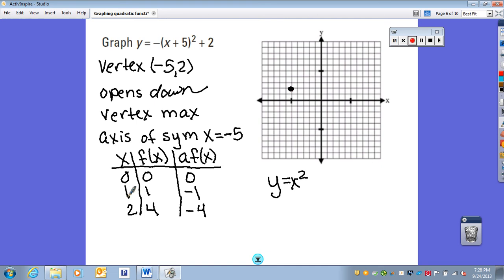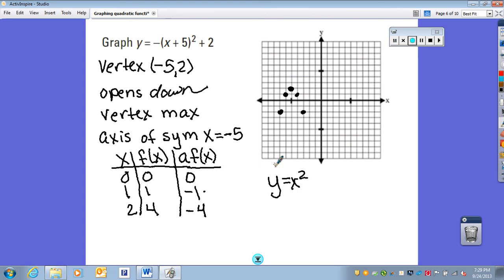The x value tells us we're going to go to the right 1, and our a of x, f of x tells us to go down 1. So right 1, down 1, and then we're going to go to the right 2 and down 4. From our origin, right 2, down 4. We can reflect those points to the other side of our axis of symmetry.